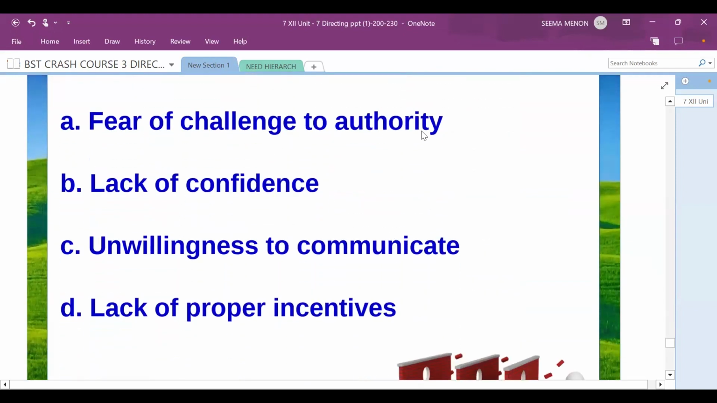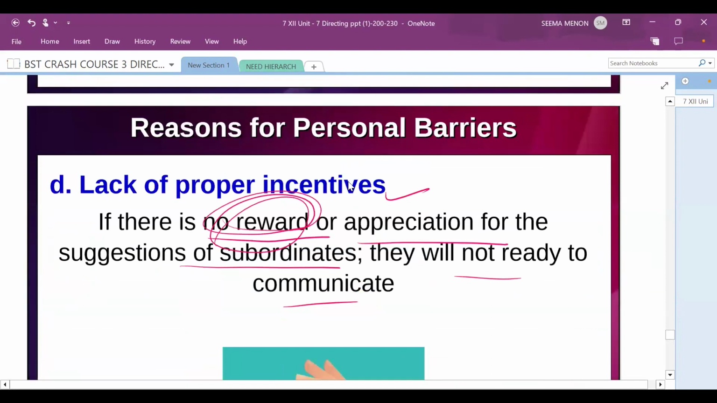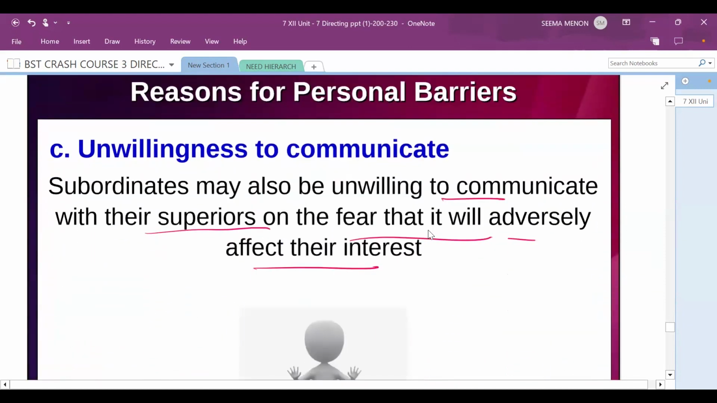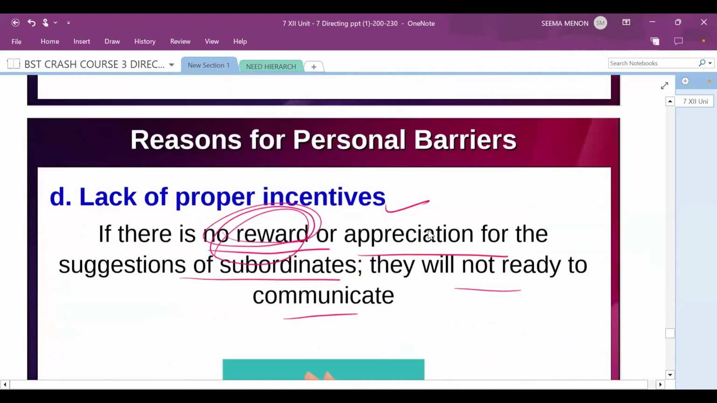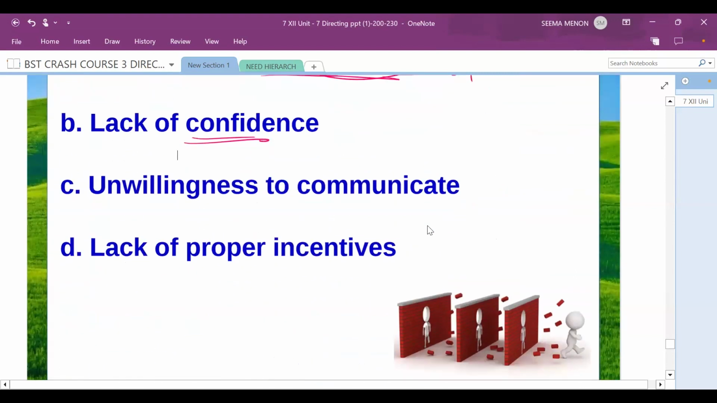So fear of challenge to authority. Here who will do? The superior will be doing. They have enough fear of a challenge to their authority. Lack of confidence. Who will not be confident? The subordinates. Subordinates are not confident, and some superiors will never take into confidence the subordinate. They will demotivate their subordinates. That's all. Okay. Coming into the next point. What is the next point? Unwillingness to communicate. Here, who will not be communicating? The subordinate will not be communicating to the superiors.